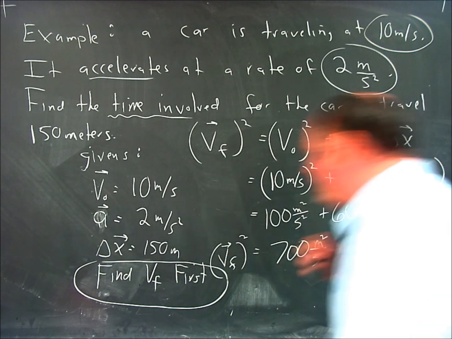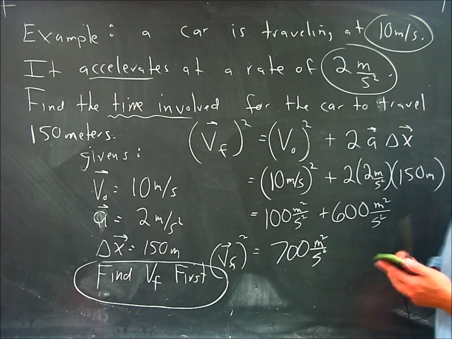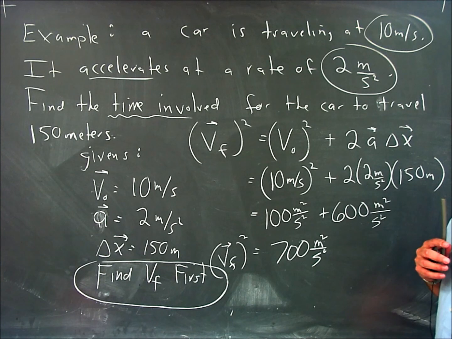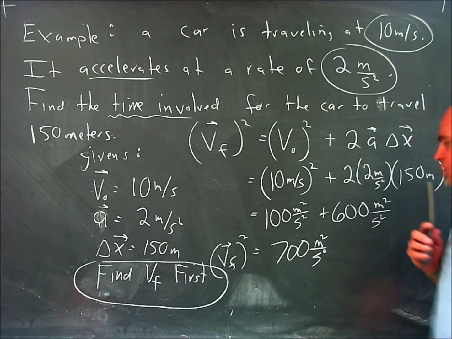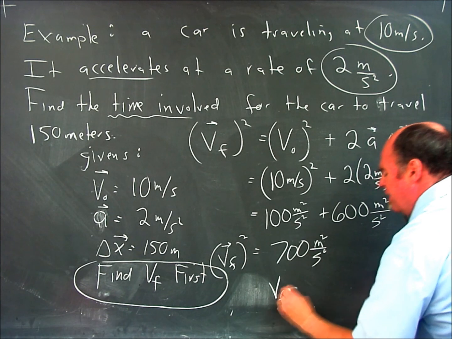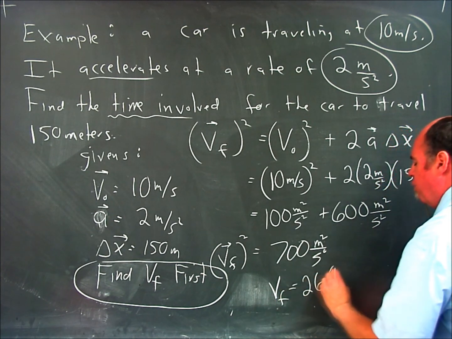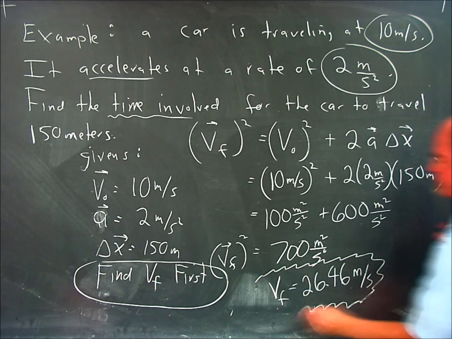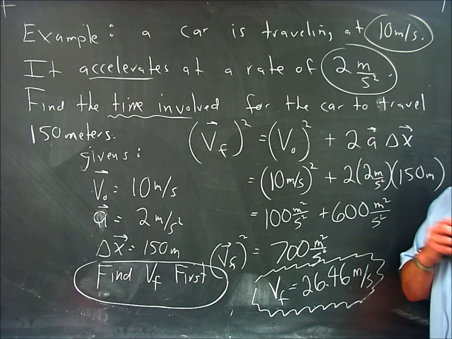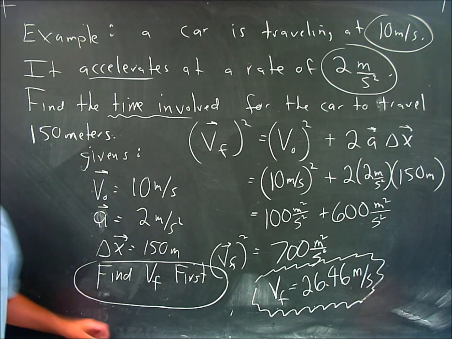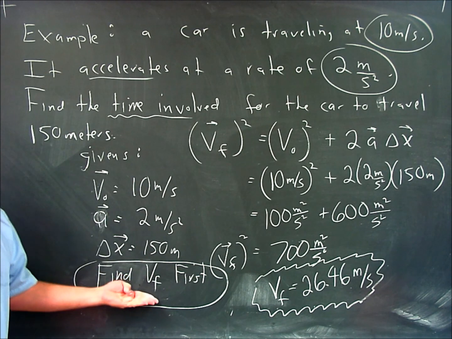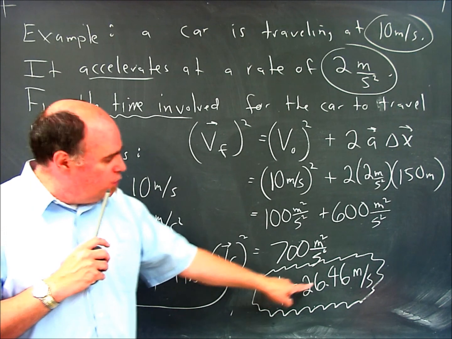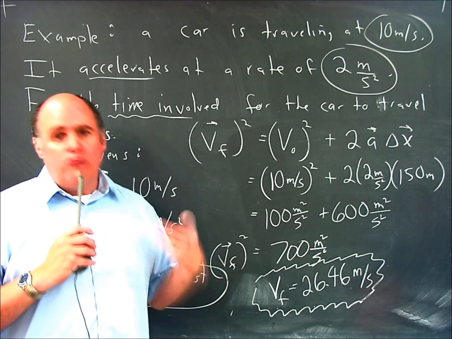So I have to use a calculator and take the square root of that. When I take the square root, my calculator screen says 26.46. So V final is going to come out to be 26.46 meters per second. Okay, so I'm halfway there. They wanted me to find how much time was involved. I'm finding V final first to make things a little bit easier, and I've just figured out that the final velocity is 26.46 meters per second. So now I'm going to use that as a given.